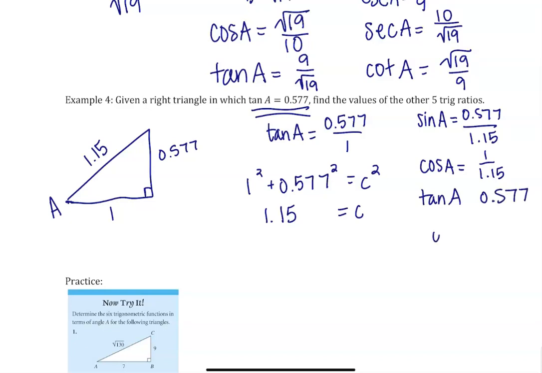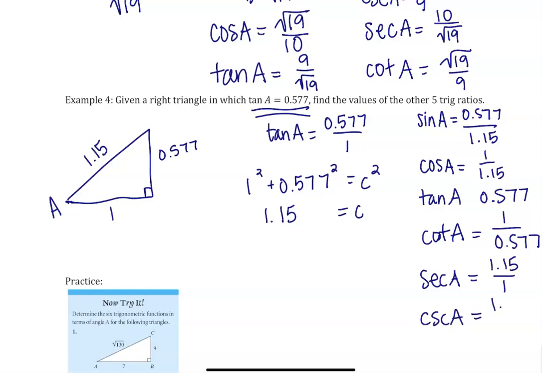We can do cotangent. It's the reciprocal of tangent, so it would be 1 over 0.577. We can do secant. It is 1 over the cosine, or the reciprocal, 1.15 over 1. And cosecant is the reciprocal of sine. We have 1.15 over 0.577.